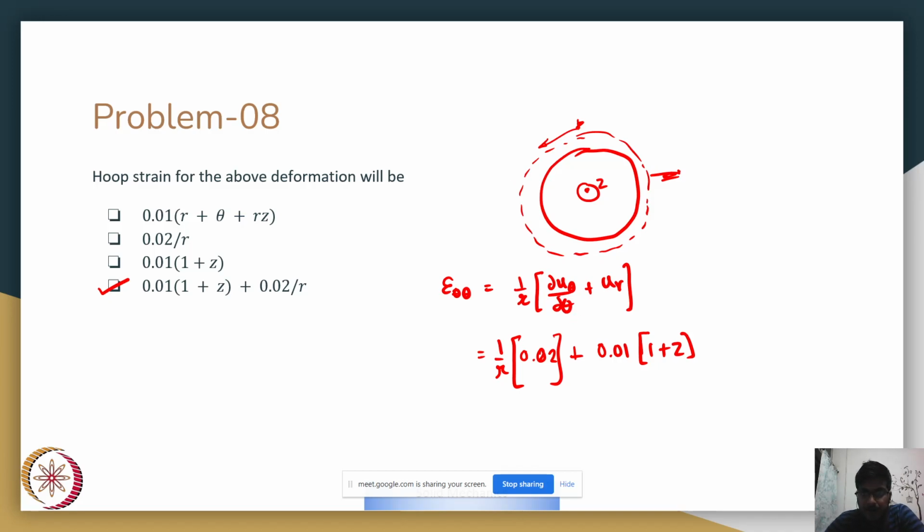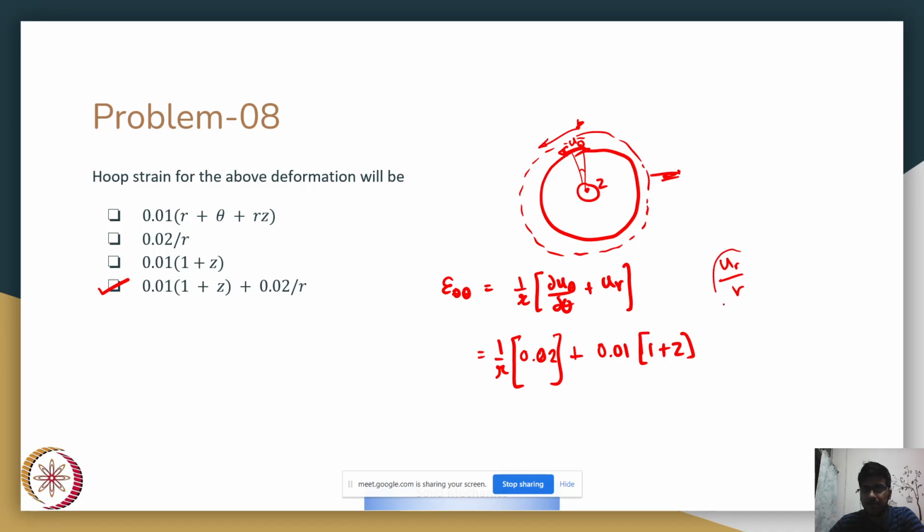You guys were able to understand the significance of this term, right? ur by r. So dou u theta by dou theta is relatively straightforward. Like this is say u theta and variation of this theta with respect to a small theta. So this term is straightforward, but you are able to understand this term, right? ur by r.